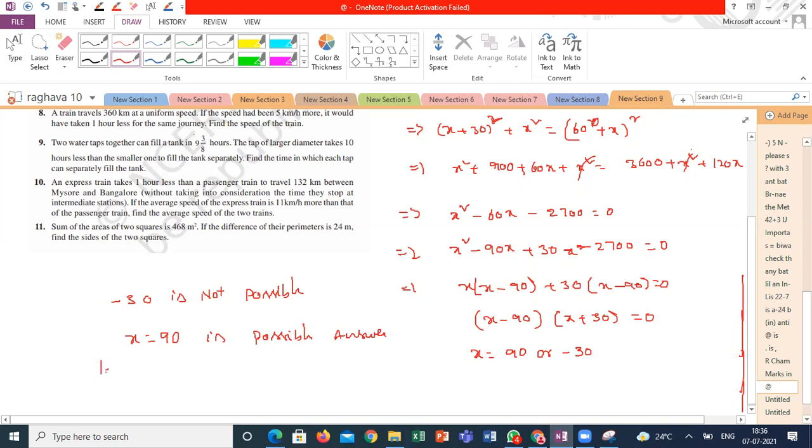If x is equal to 90, what is the length value? 90 plus 30, sir, 120 meters. What is the width value? 90. What is the diagonal? 90 plus 60, 150. These are the dimensions.